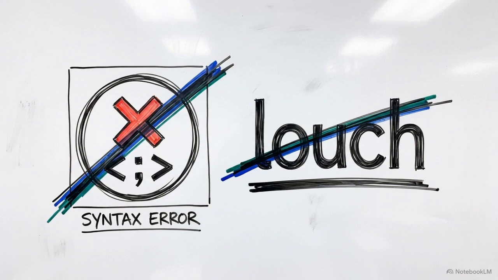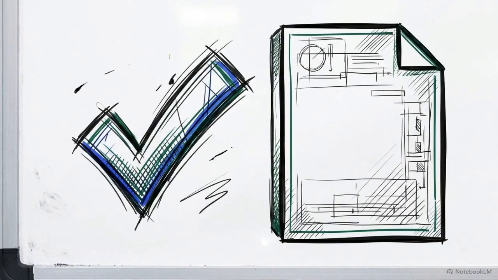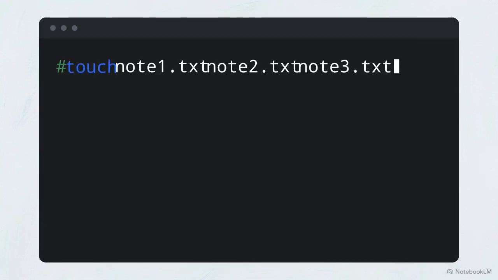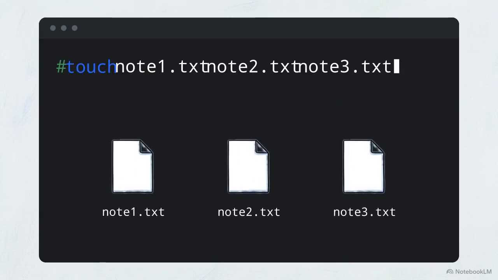The command for this is often miswritten as louch, but it's actually touch. Its function is to spawn completely blank files. You cannot use it to read or edit. Just like with directories, you can feed touch a space-separated list. Typing touch note1.txt note2.txt note3.txt creates all three blank assets simultaneously.